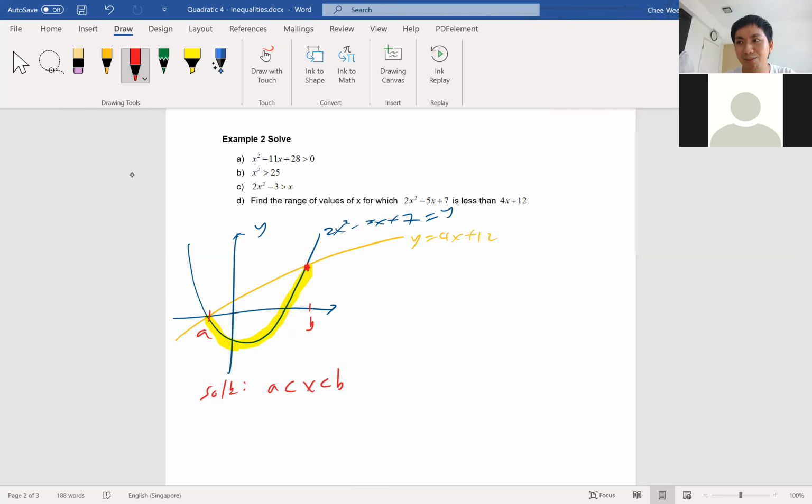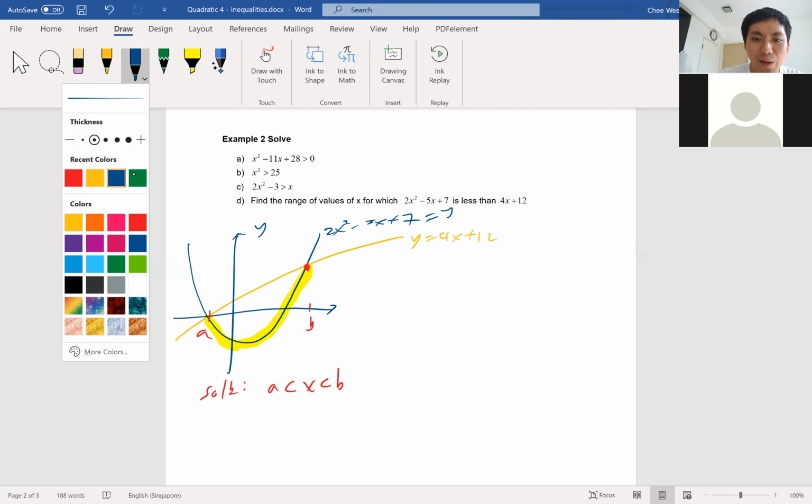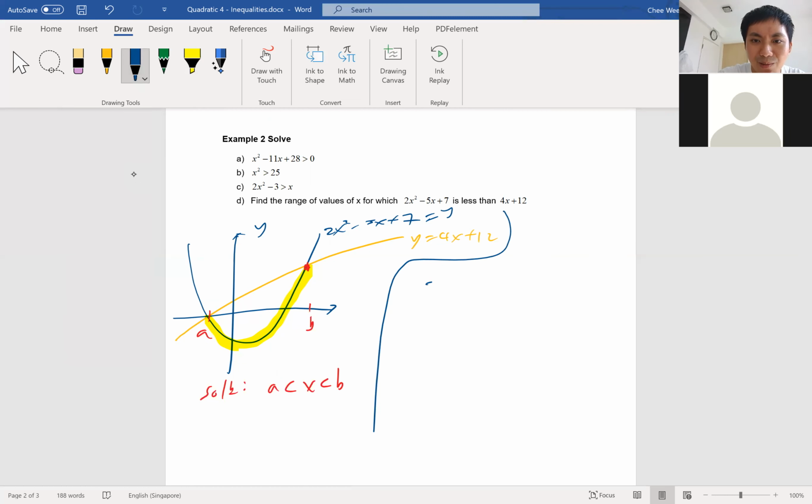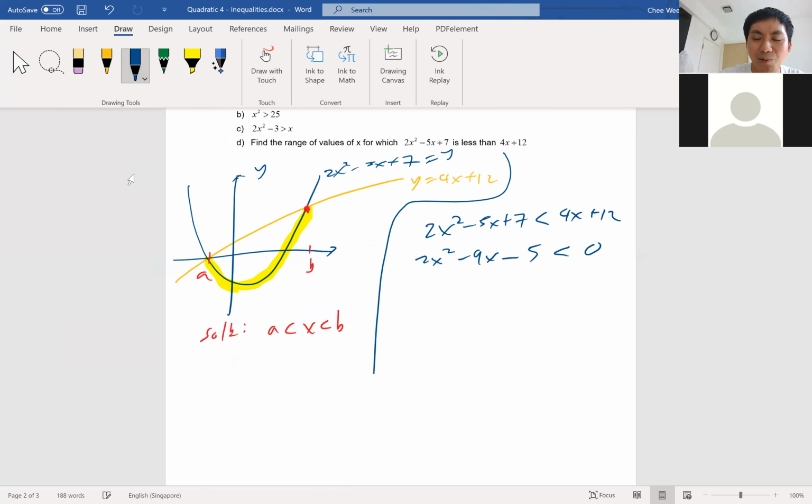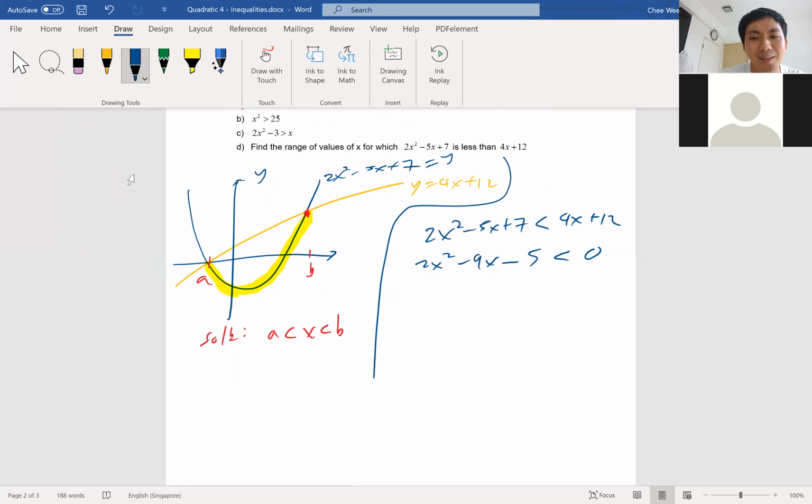But of course you will not solve using such a method. You will only use such a method when the graphical calculator becomes available to you, even for all kinds of papers in future. At the secondary level, the way to do this is obviously to equate them first. So you want this guy to be less than 4x plus 12. Then you will shift everything to one side. So you'll have 2x squared minus 9x minus 5 less than 0.